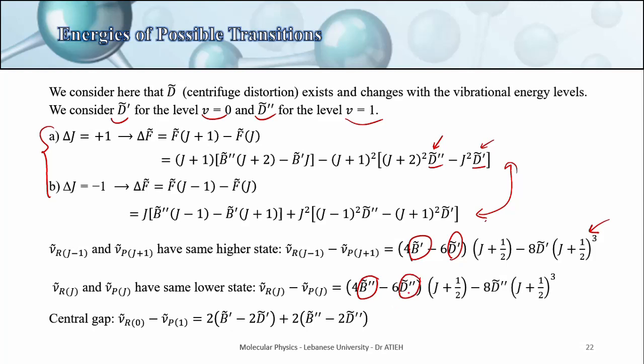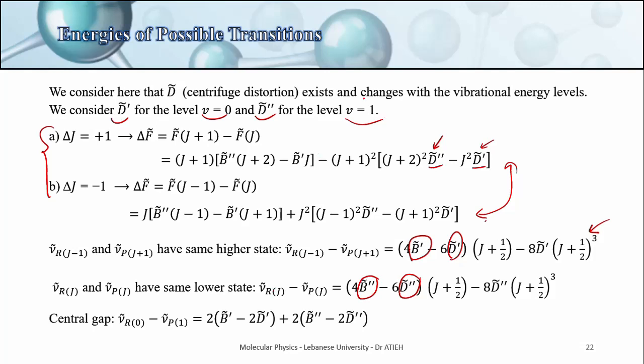On B double prime, D double prime, there is no B prime or D prime. Now for the gap, if we are going to subtract nu R of 0 minus nu P of 1, we will get 2B prime minus 2D prime plus 2B double prime minus 2D double prime.